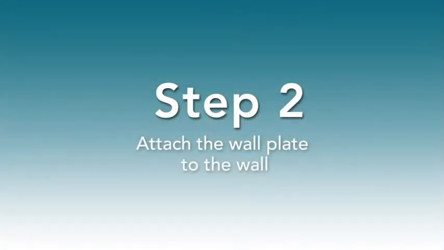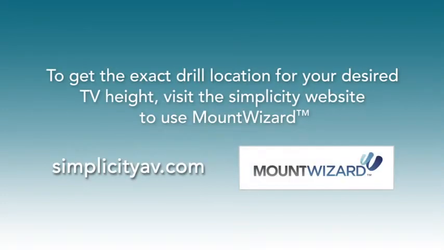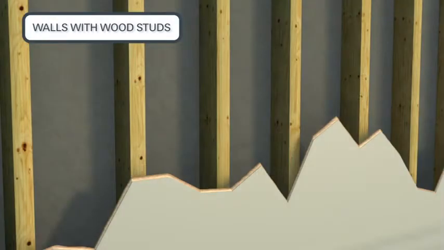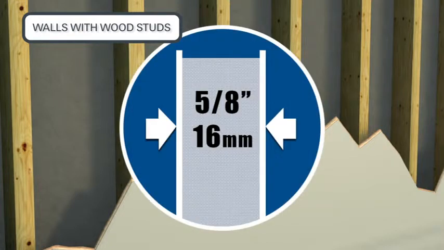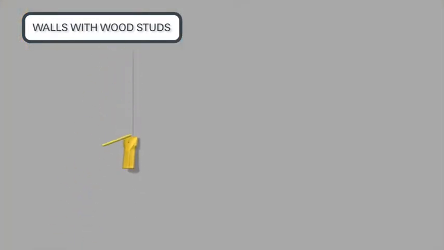Step 2. Attach the wall plate to the wall. To get the exact drill location for your desired TV height, visit the Simplicity website to use the mount wizard. If you're installing your mount on a wall with wood studs, start by ensuring any drywall or other wall covering material does not exceed 5/8 of an inch in thickness. Then, use an electronic stud finder to locate and mark a stud. At this time, it's a good idea to verify the stud location with an awl or thin nail.